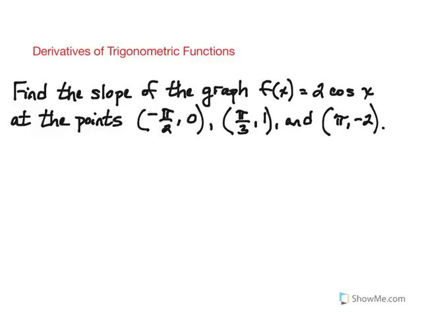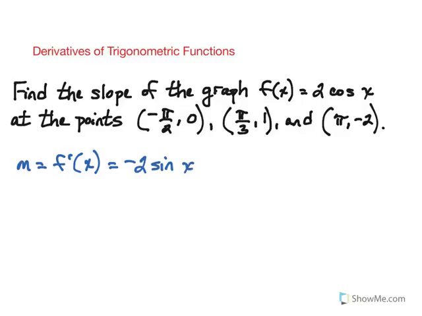Let's take a look at an example of using derivatives to find the slope of a trigonometric curve at specified points. So here we have the curve f of x equals 2 cosine of x, and we have 3 points on that curve given to us, and we are trying to find the slope at each of those points. So of course the slope is going to be given to us by the derivative, which in this case would be negative 2 sine of x.